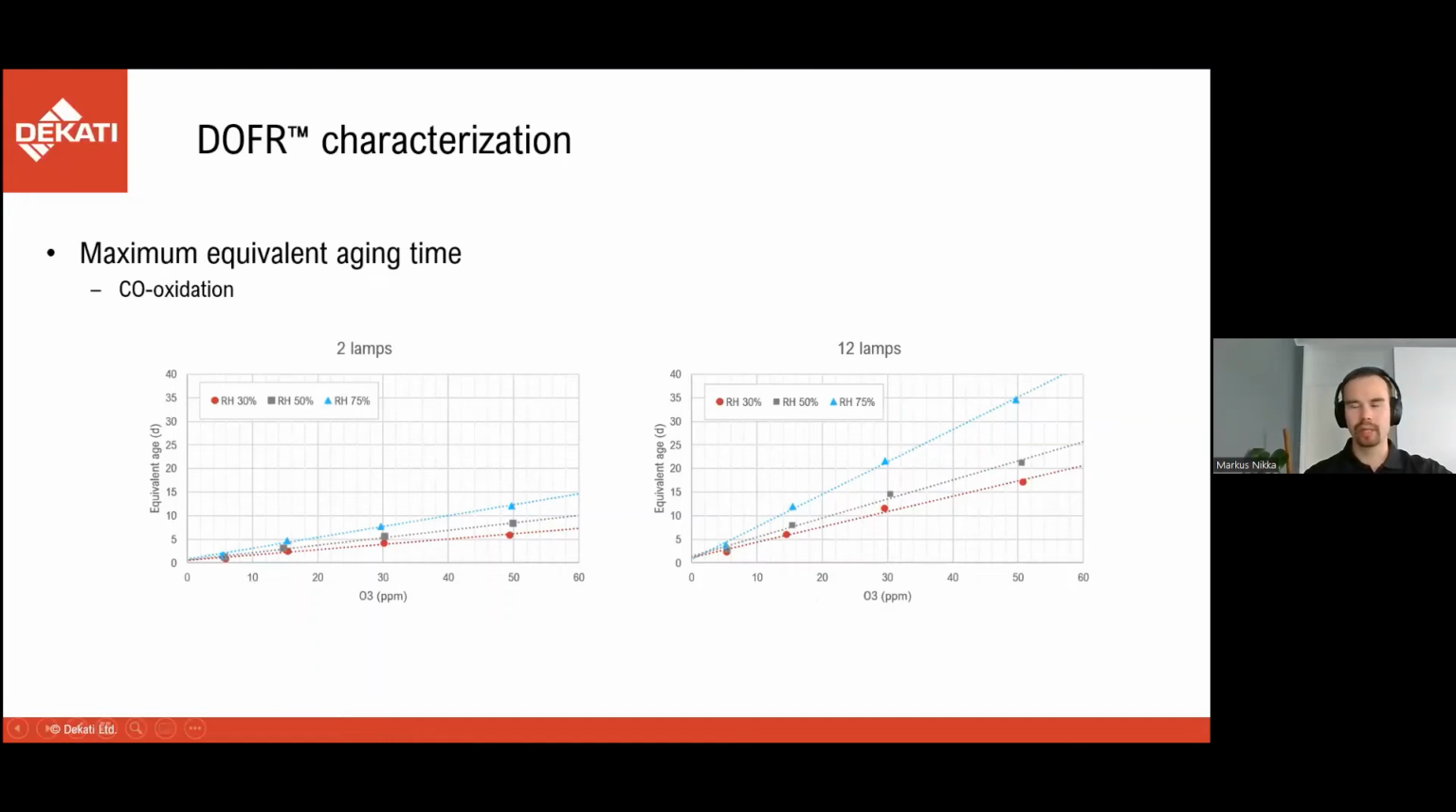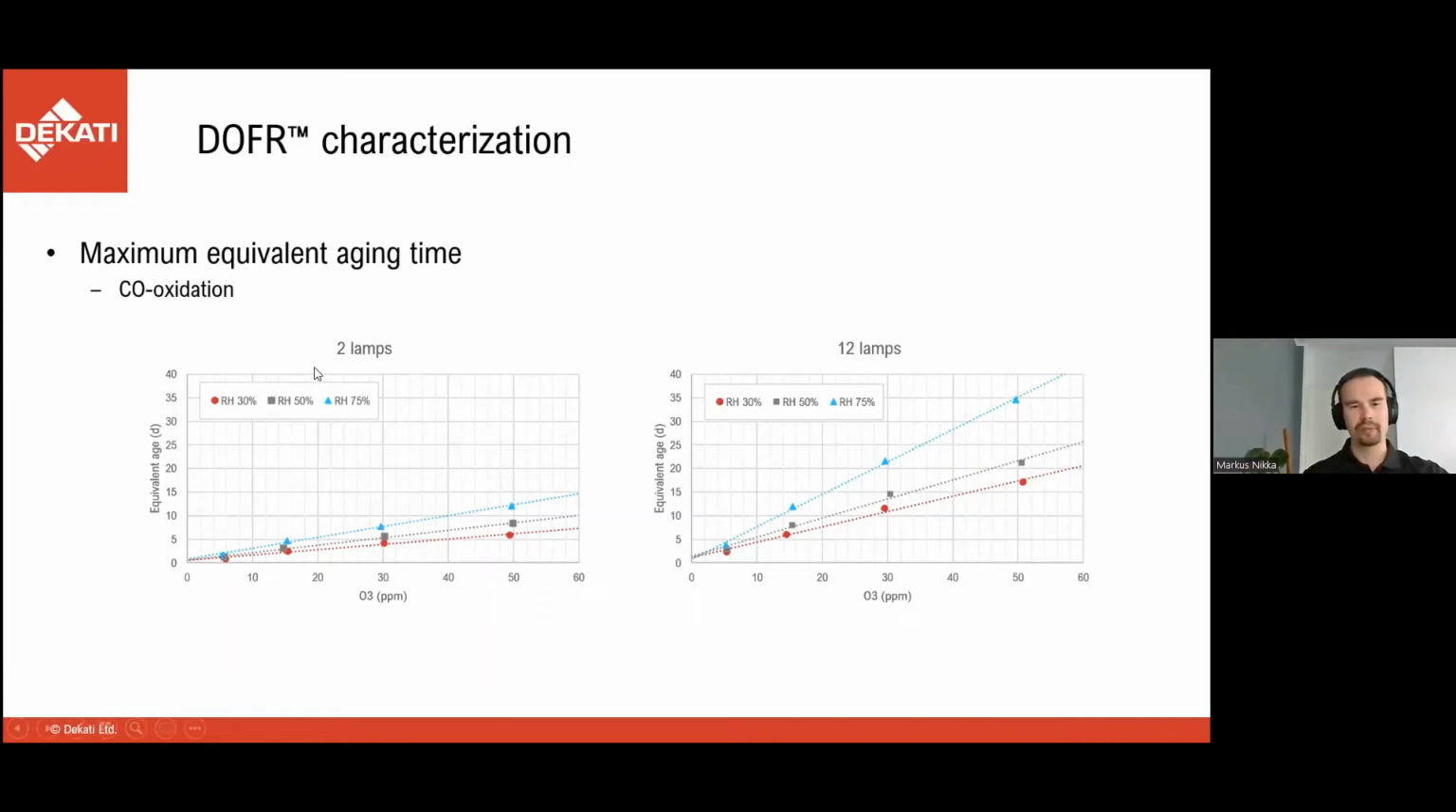Here are some tests about the maximum equivalent aging time. This is done with carbon monoxide, which is a good indicator for the aging time. The carbon monoxide will oxidize inside the reactor to carbon dioxide, and by measuring the change in the concentration of carbon monoxide, we can calculate the equivalent aging time.